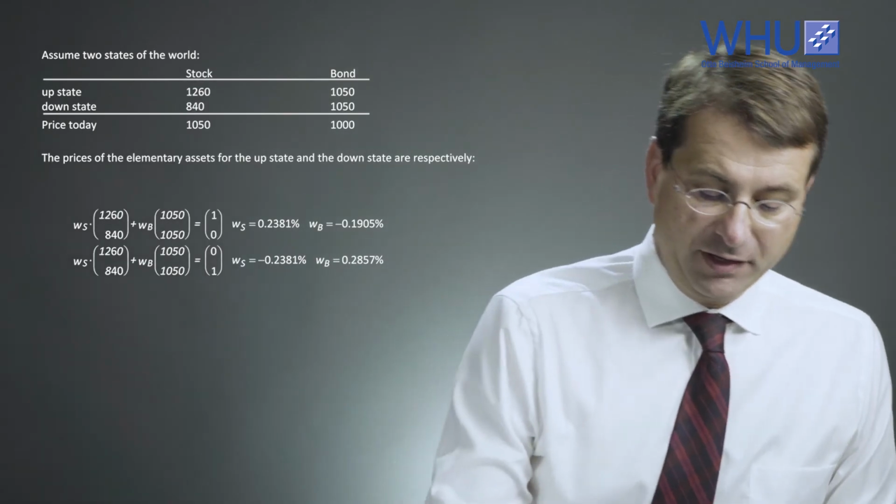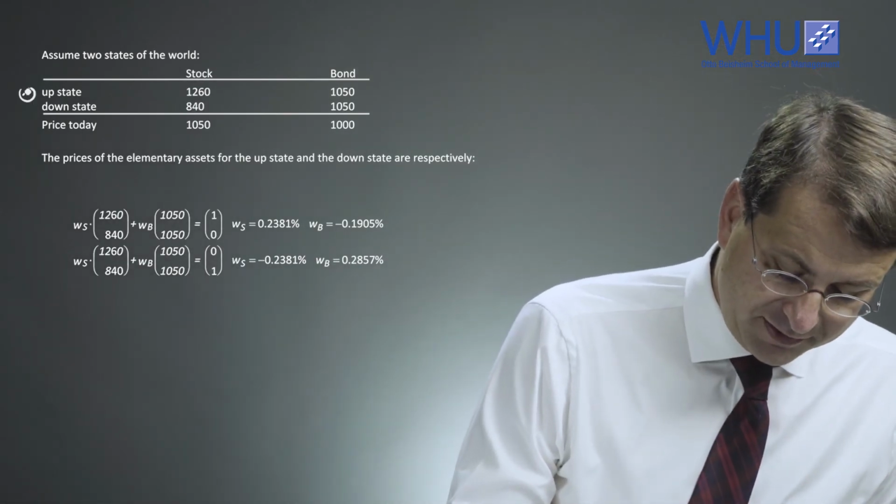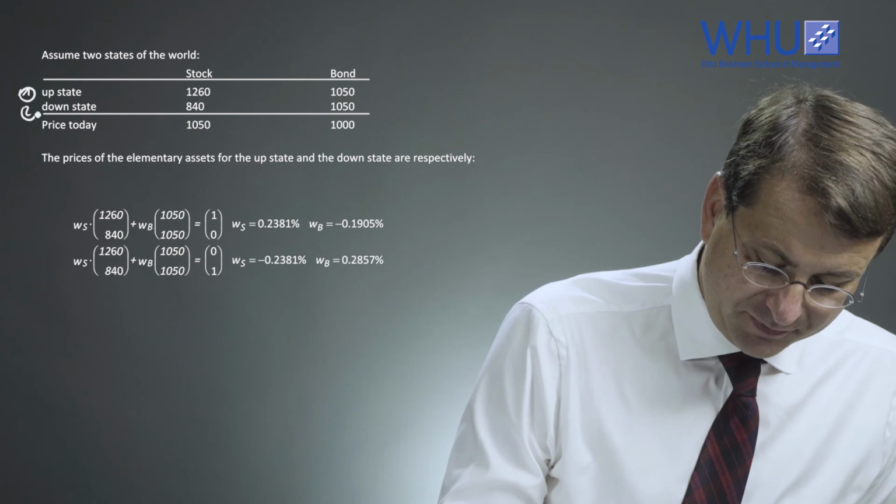And today I would like to give you a little primer on risk-neutral pricing based on the state preference theory. In order to introduce the state preference theory to you, imagine a very simplified stochastic world where we only have two states of the world. Namely, we have an upstate here and we have a downstate.